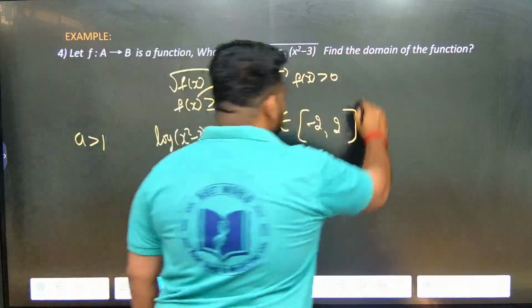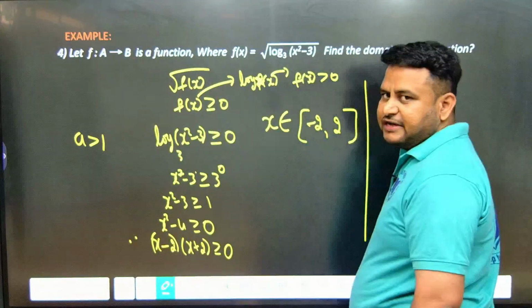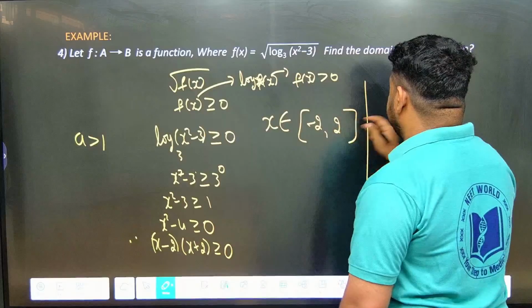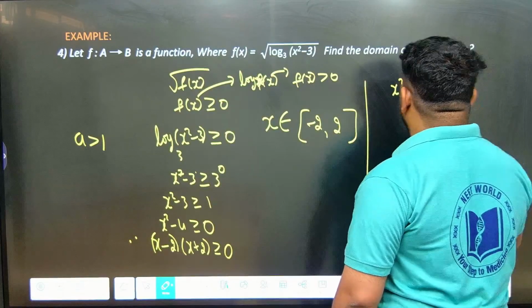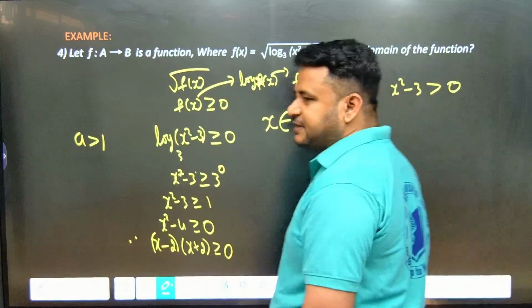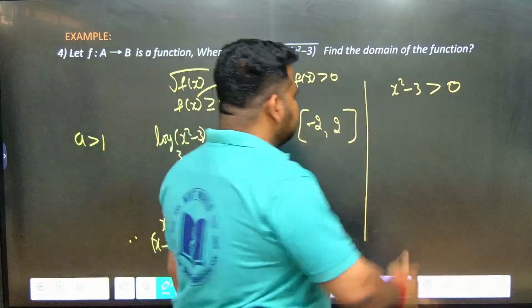Now, one more thing is, since it is a log function, f of x should be greater than 0. That means this x square minus 3 should be greater than 0. Yes or no? Now, I can simplify this as what?